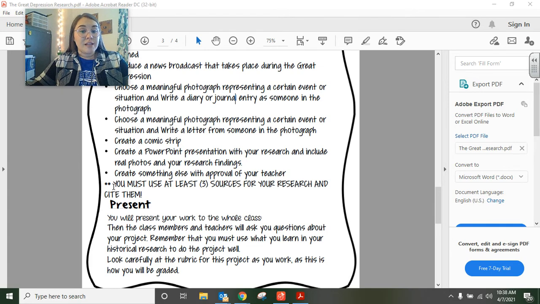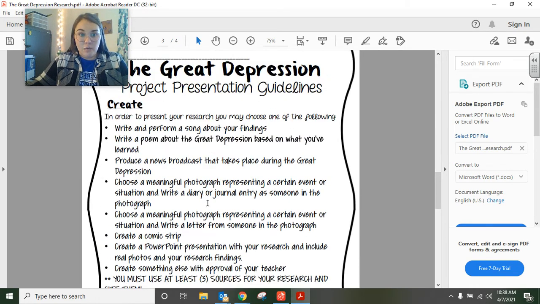But you have to use at least 3 sources. Well, this says use at least 3 sources for your research and cite them. I haven't shown you how to do that yet. So this time, I just want you to Google your questions about the Great Depression, and I just want you to find your research. This says you're going to present it to the whole class. We are not going to present this one, but we might present our next one.